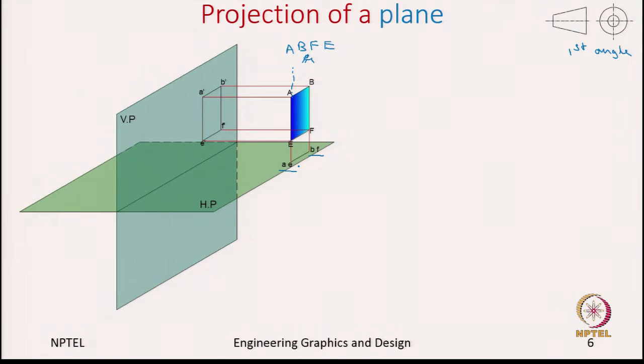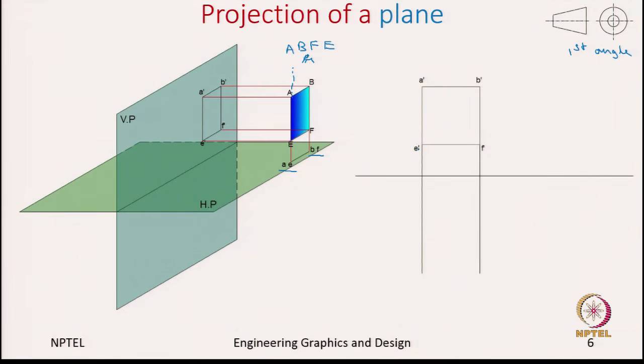Now, let us see how we draw it on a drawing sheet, first starting with a reference line, then capturing the front view, and in the front view it shares the same width as the top view. So, using the projector lines, you capture the width and then draw this AE, connect the points AE to BF in the top view. So, this is the front view and the top view.